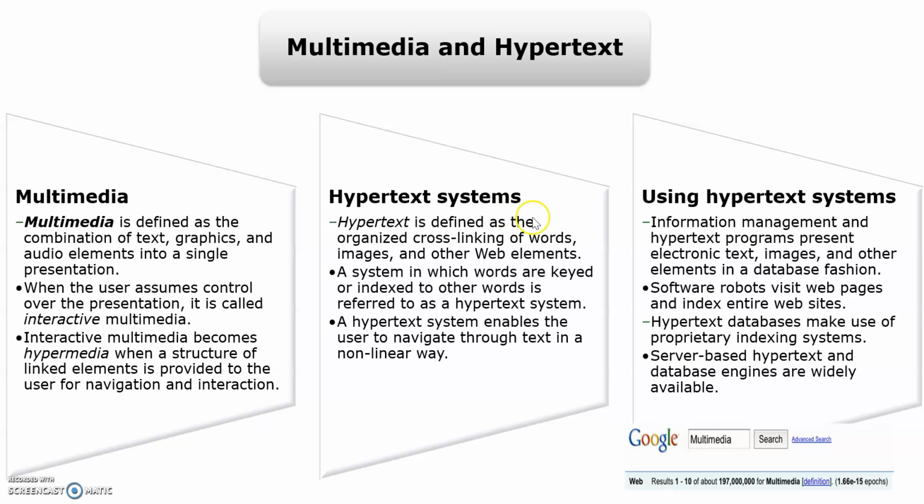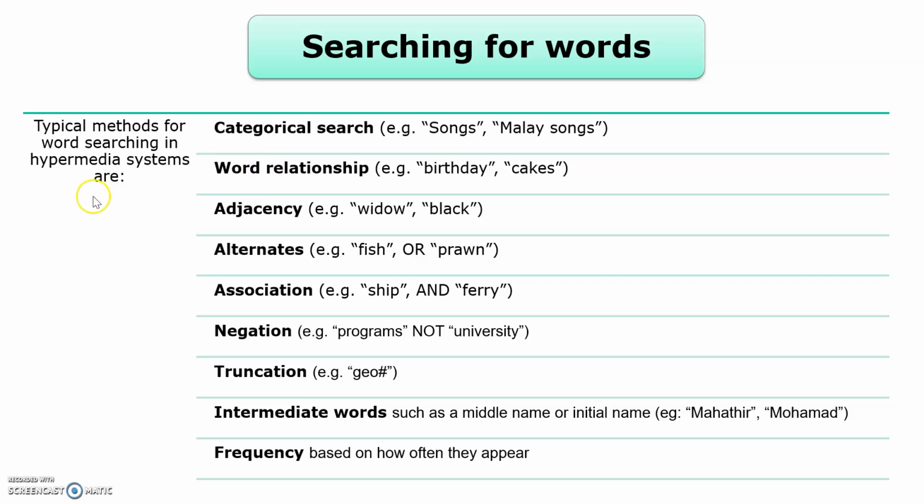So, a hypertext system is defined as the organized cross-linking of words, images, and other web elements. So we're using a hypertext system for information management, and a hypertext program to present electronic text, images, and other elements in a database fashion. Typical methods for searching in a hypermedia system would be categorical search, word relationship, adjacency, alternates, association, negation, truncation, intermediate words, and frequency.